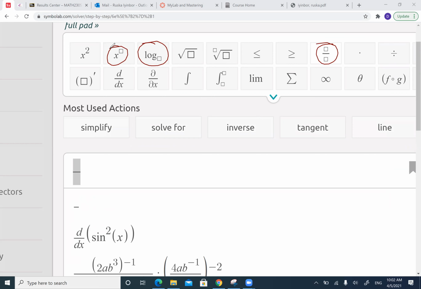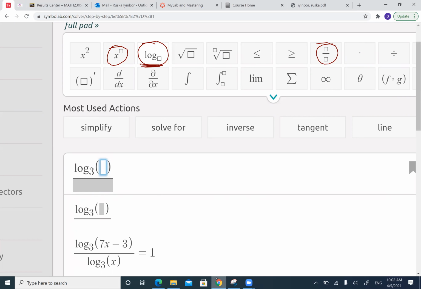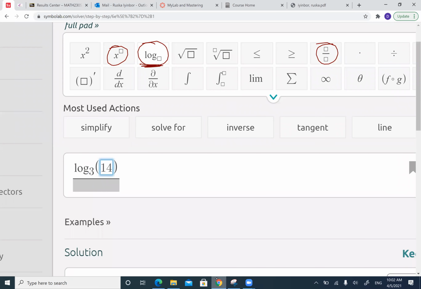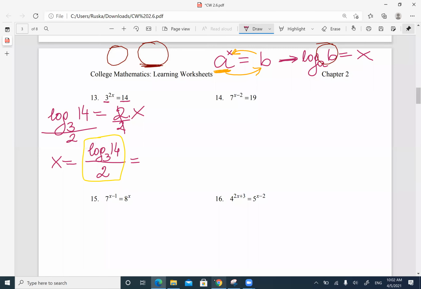For exponent, this one. And log with base is going to be this one. Okay? So I'm going to press log. And then the base was 3 and then 14. So I'm going to put 3. Then you're going to go to the next one and put 14, and everything is over 2, right? So I'm going to enter it exactly the way it is: log with base 3 of 14 divided by 2.